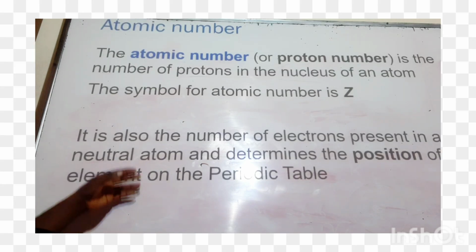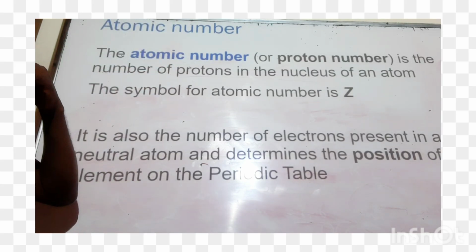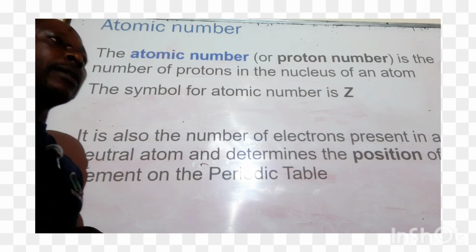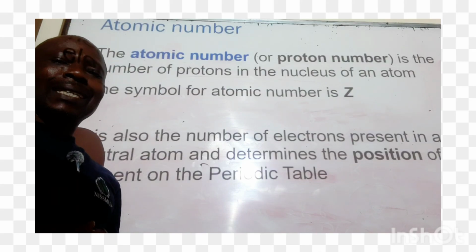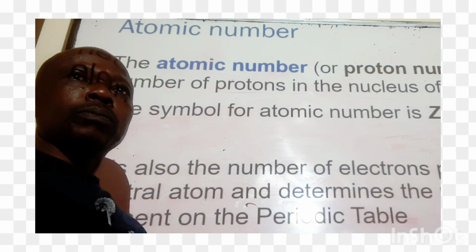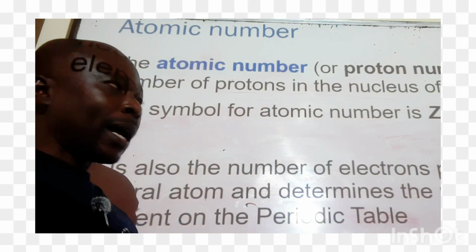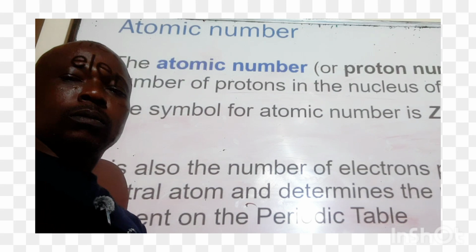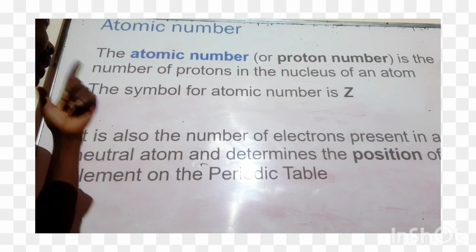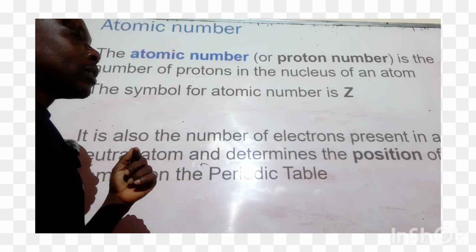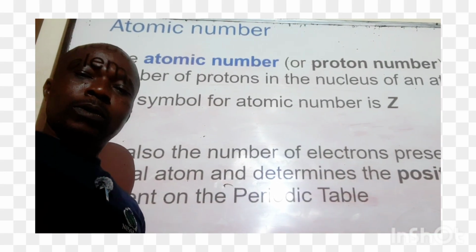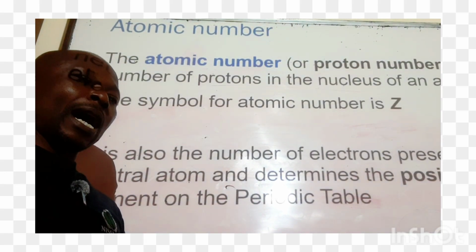So the next thing we want to look at is what we call the atomic number of an element. When we say atomic number, we are simply saying the number of protons present in an atom. So, atomic number equals the number of protons. And remember that we have said that the number of protons in an atom is usually equal to the number of electrons. But in an ion, the reverse is the case. It is not the same in an ion.